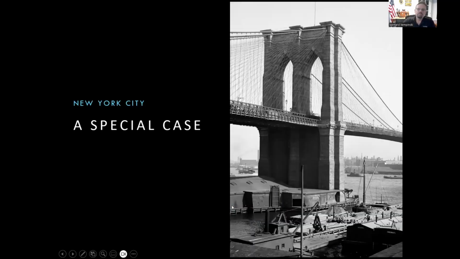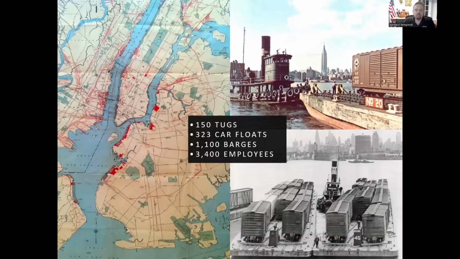Now, New York is a special case because they're just so massive. You had 150 railroad tugs, 300 floats, 1,000 barges, thousands of employees, and they were just shifting. It's hard to believe now, but from, say, the Civil War till about the 1950s, New York was a major industrial city. This whole area was just factories, the Navy Yard where they made all the Liberty ships, well, not all of them, but they made a lot of Liberty ships.